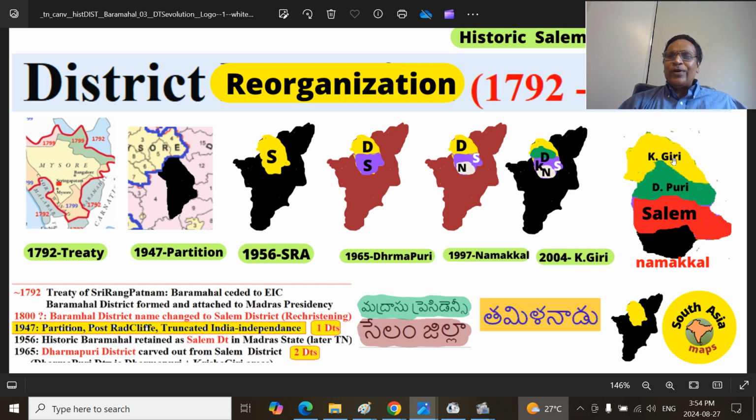in 2004. Krishnagiri, Dharmapuri, Salem, Namakkal, Madras state, Tamil Nadu province. This yellow is the historic Salem district, historic Baramahal district.